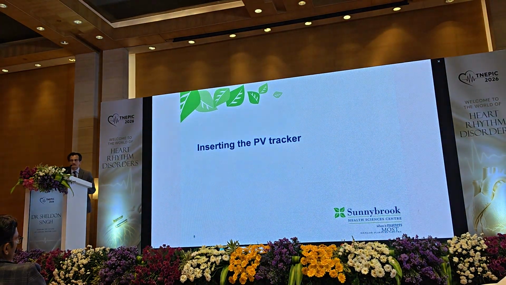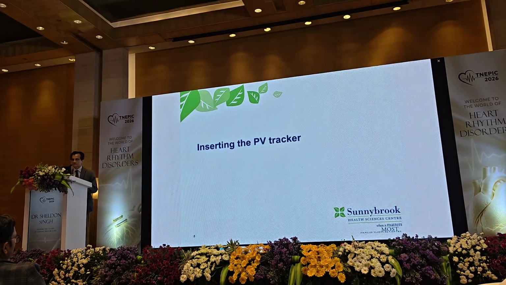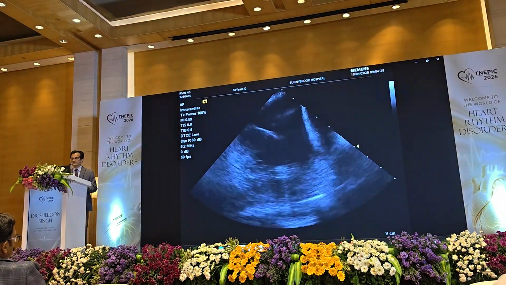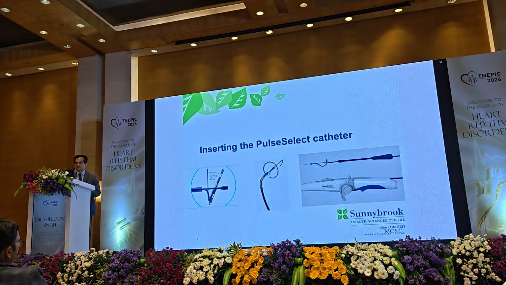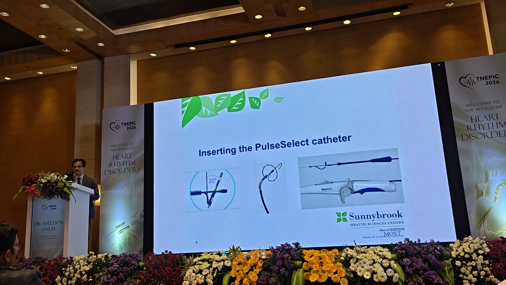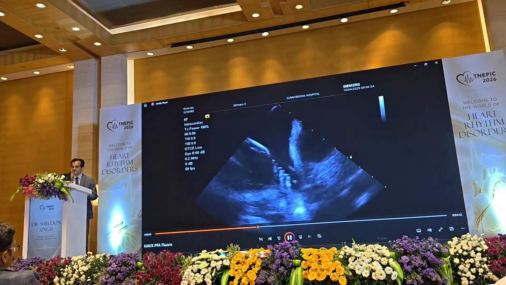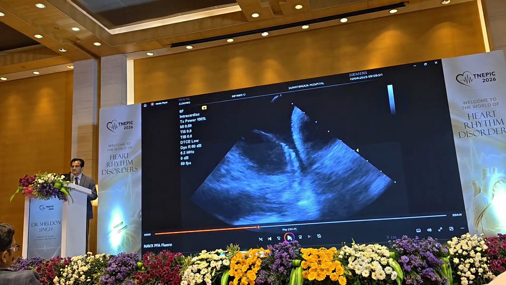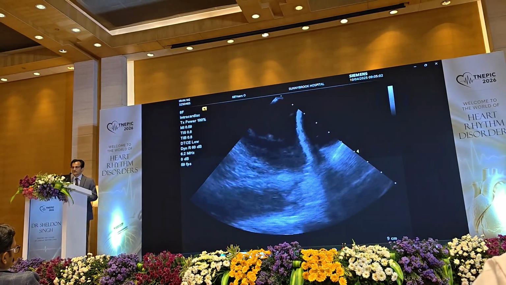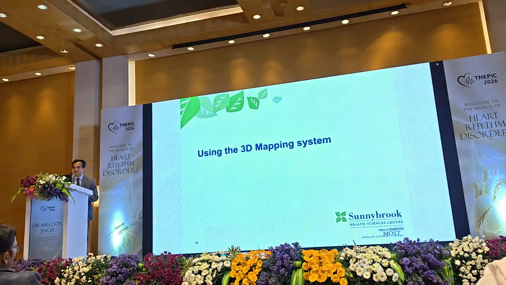Then I put my PV tracker in, and I put my system into the heart. The PV tracker goes into the LSPV, which you can see on ICE. And then we put the Pulse Select catheter into the heart. We do the usual steps to get the catheter in, and you can see the catheter coming out easily on ICE.